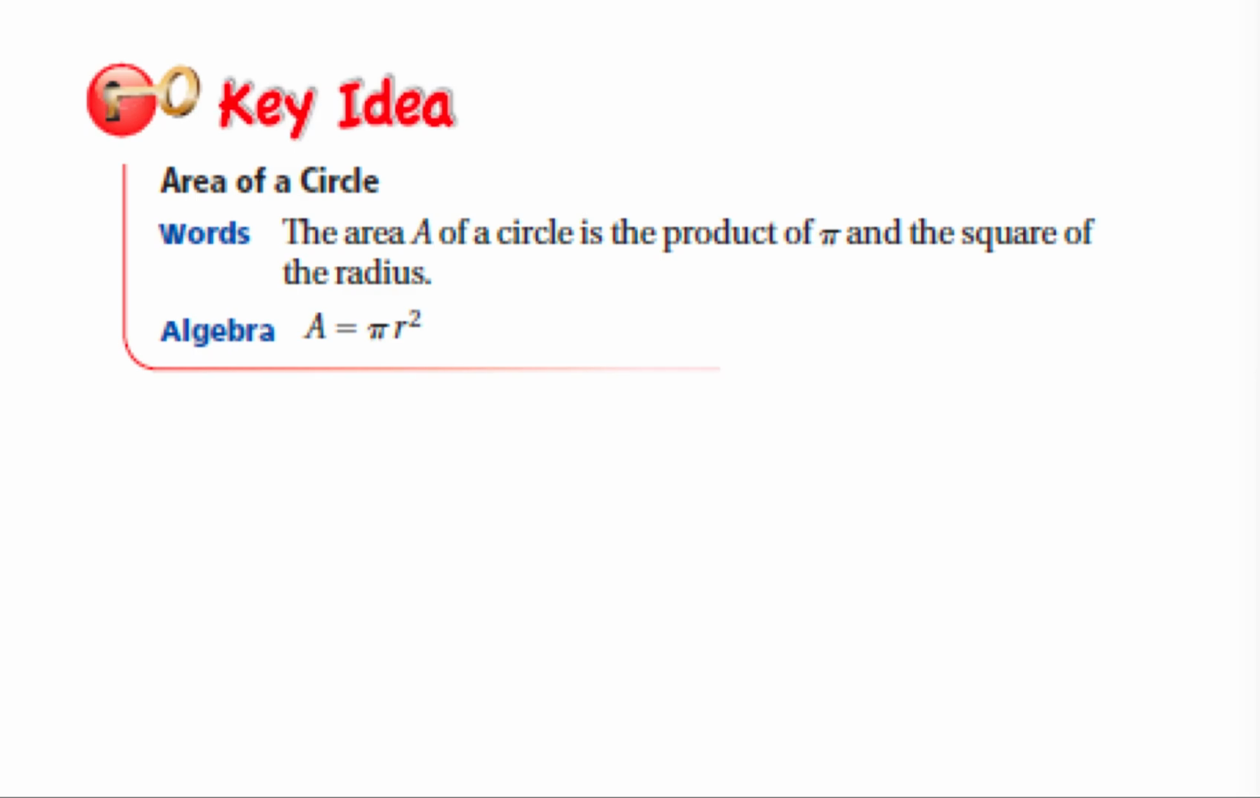So our key for today, the area of a circle is the product of pi and the square of the radius. So area equals pi times radius squared. What that means is we use the radius to find the area. We're going to do pi times radius twice. Times radius. That's what radius squared means.